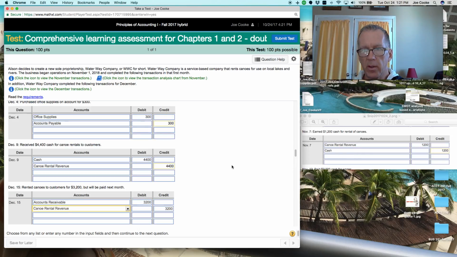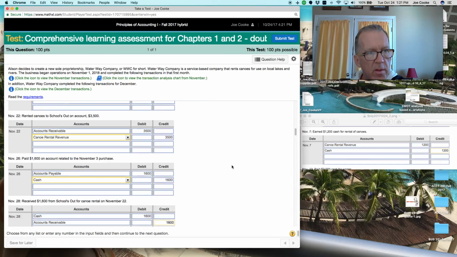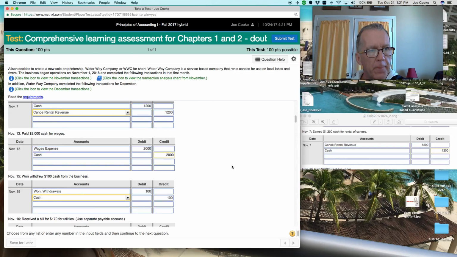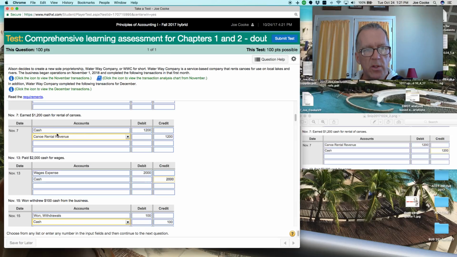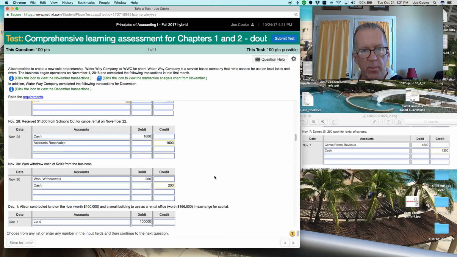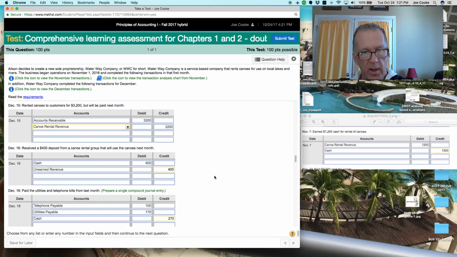I went back up here, November 7th. And I switched the two around. So it's debit cash, credit revenue. That entry is always the same way. Posted it correctly, I hope.